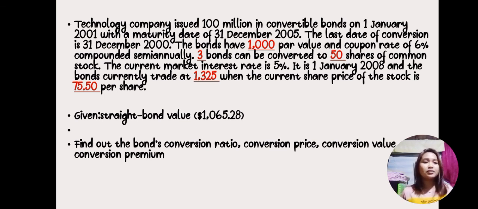So it is January 1 of 2008 and the bonds currently trade at 1,325 when the current share price of the stock is 75.50 per share. We have a given straight bond value of 1,065.28. Then we should find out the bond's conversion ratio, conversion price, conversion value, and the conversion premium.